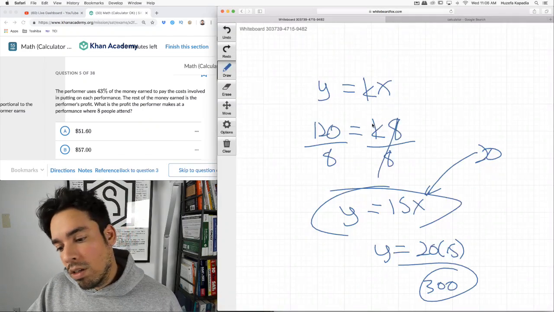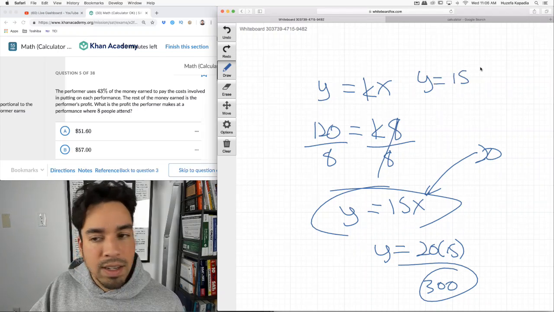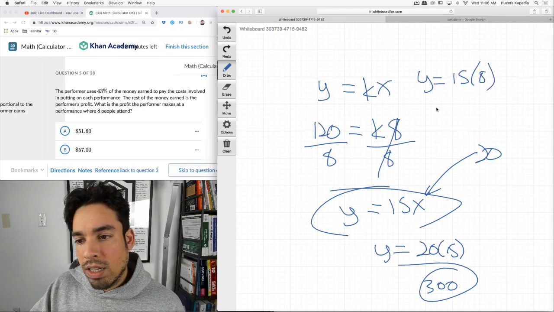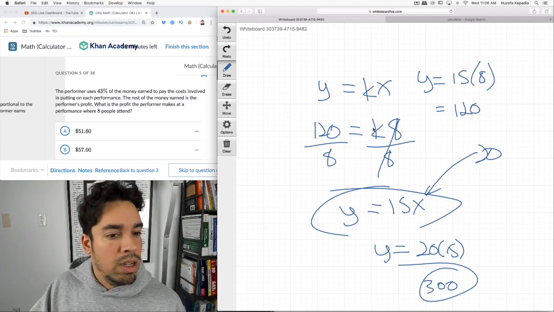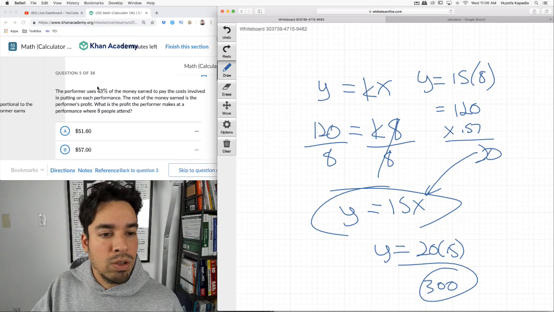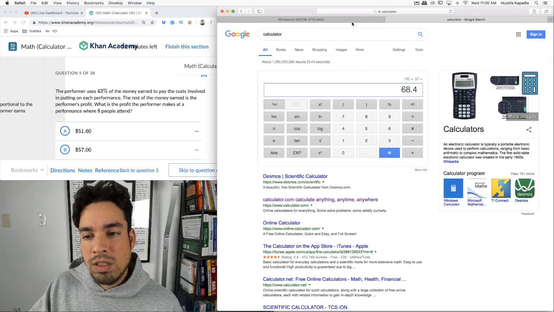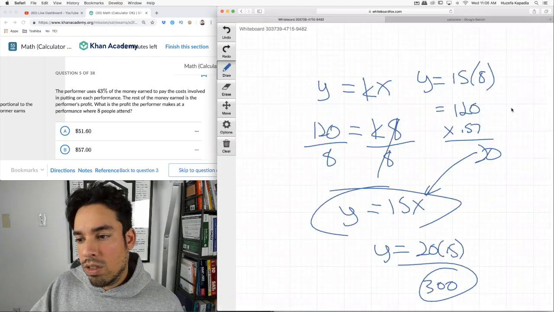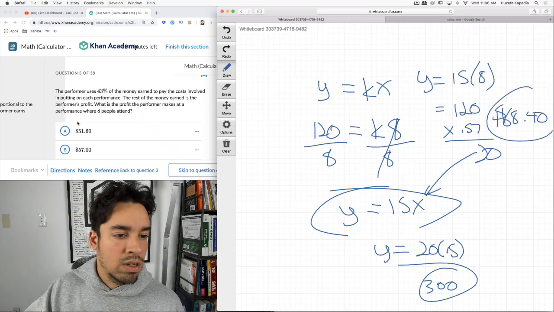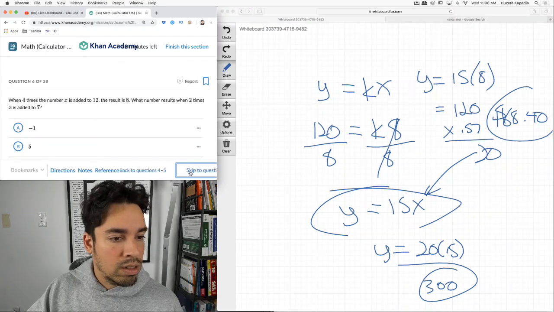Oh, wait. That's y equals 15 where 8 people attend. So that's $120. And the profit is 57%, right? Because 43 you have to pay, 57 is what you keep. So 120 times 0.57 equals $68.40. Oh yeah, right there. Excellent. Next.